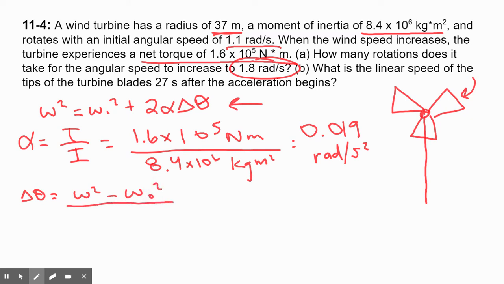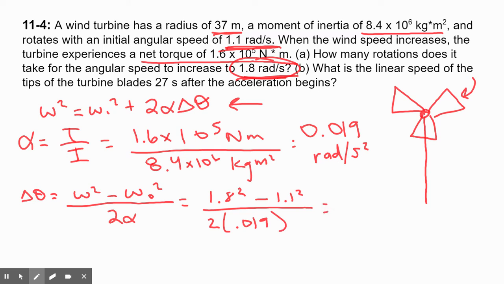And then that's divided by 2 times the angular acceleration. All we have to do now is plug in our information. So we get 1.8 squared minus, so here's our final. 1.1 is our initial, so 1.1 squared. And we will be dividing that by 2 multiplied by 0.019 radians per second squared. So we'll find that that displacement is 53 radians.